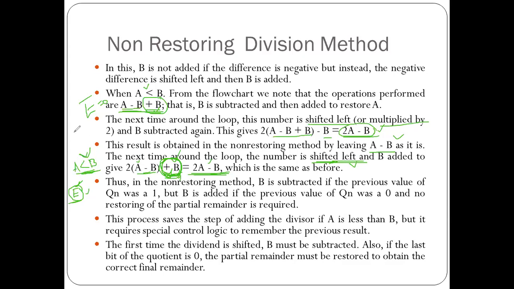See, if A is less than B, what is the quotient value Qn? That corresponding bit Qn at that particular time. How many times can B be subtracted from A? If it is 0, 0 times, right? Okay, if your Qn is 0, it means A is less than B, so you have to add B.